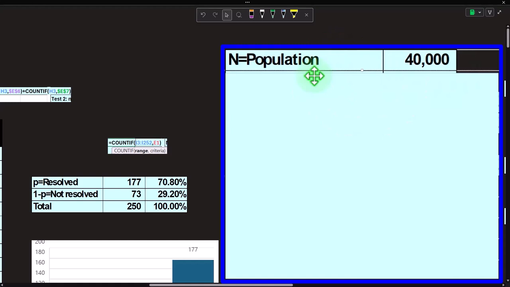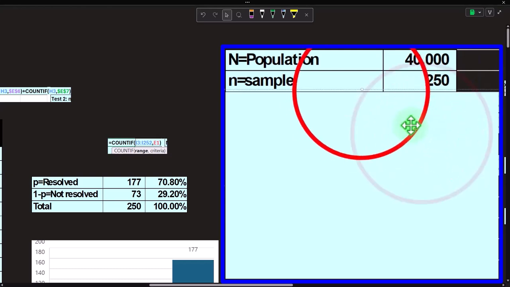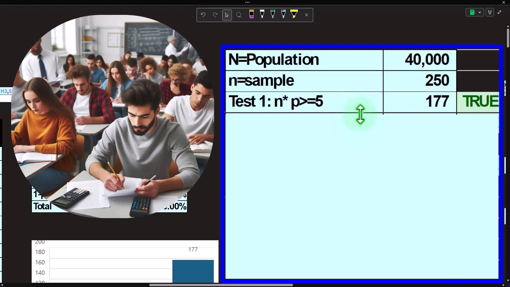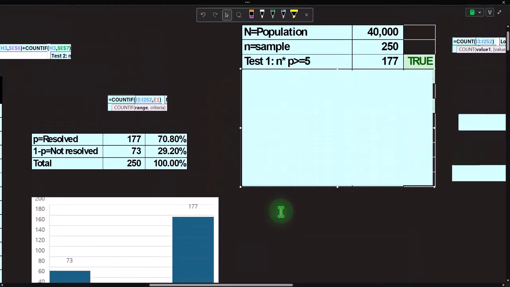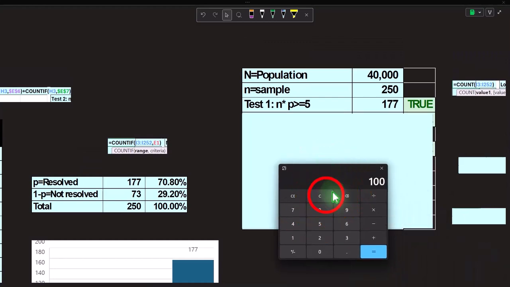So the population is going to be 40,000 that we're imagining. All right. And then the sample is 250. So that's how many samples we took to test it out. Now, these are just tests to see whether or not it's going to tend towards a bell-shaped curve, because remember, this isn't bell-shaped over here. So we want to make sure that the central limit theorem is kicking in so we can use the normal distribution. So these are just general tests for that.